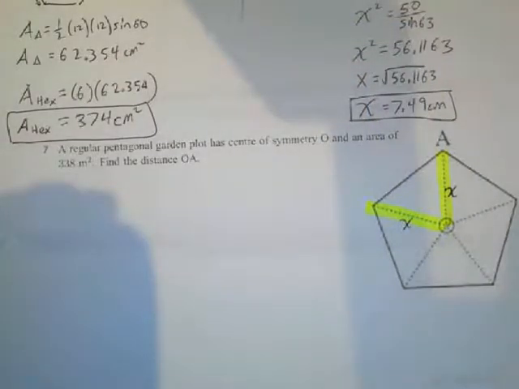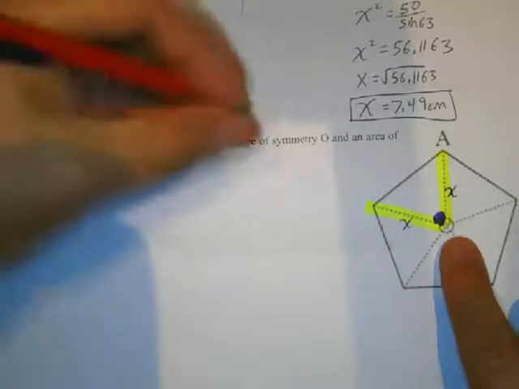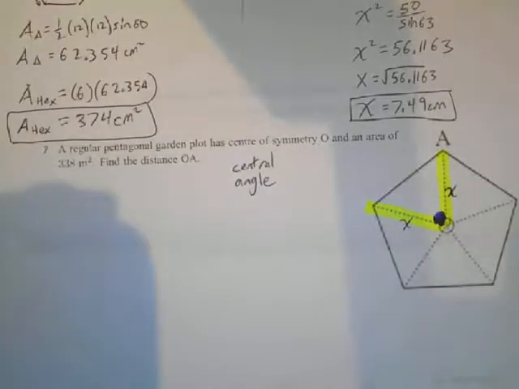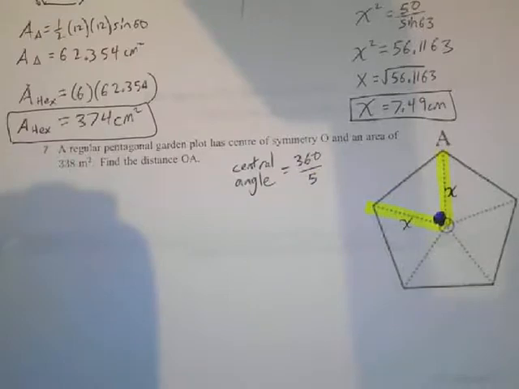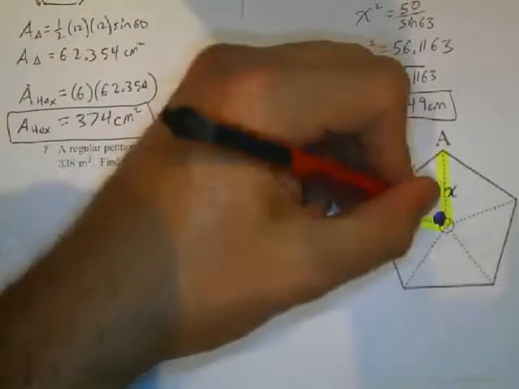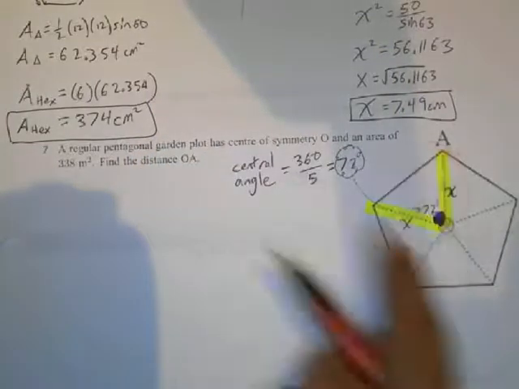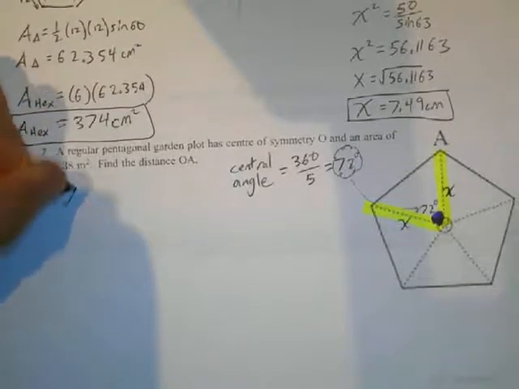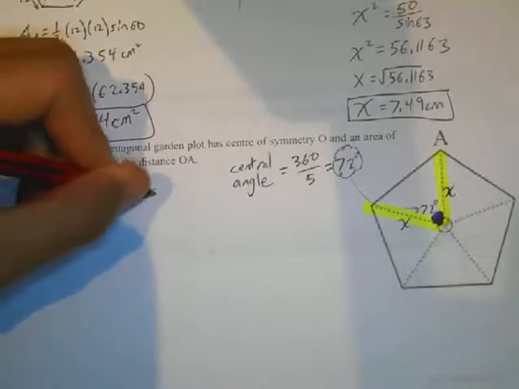Okay. Now, you might be thinking, well, what is this angle? Right? So this is called the central angle. And you should have learned that in your geometry class. And to find the central angle, we can do 360 divided by 5, which is the number of sides, and then we get the central angle is 72 degrees. Okay, so this angle here is 72 degrees. Okay, so now that I've got the central angle, I can find the area of this triangle. So the area of the triangle is equal to 1/2 x times x times sine of 72.